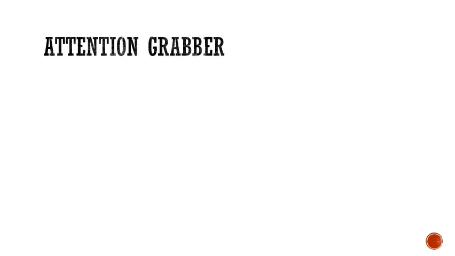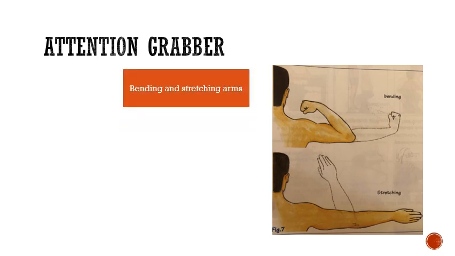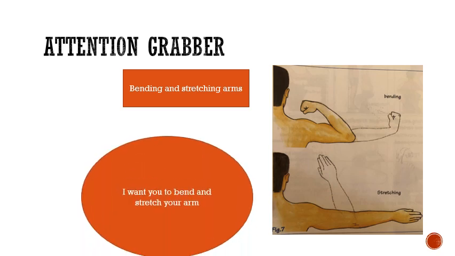Before starting our lesson, we are going to start with a small attention grabber. As you can see in this image, we see a man bending his arm and then stretching his arm. When we bend our arm, it's like the first image, and the second one is like stretching your arm. So I want you now, in this warm up, to bend and stretch your arm. Bend your arms like the first one. Let's bend it together. Bending, then stretching.